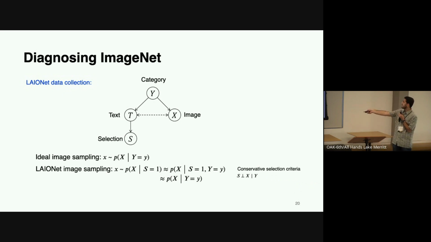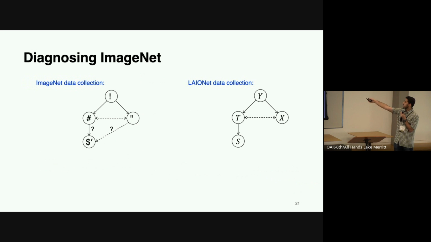I'm not going to explain it, but that's the whole point. I mean, what we don't know here is that I'm actually claiming that this link from the image to selection is strongly present in ImageNet, which is not present in LionNet, and that's why it's driving the effect.